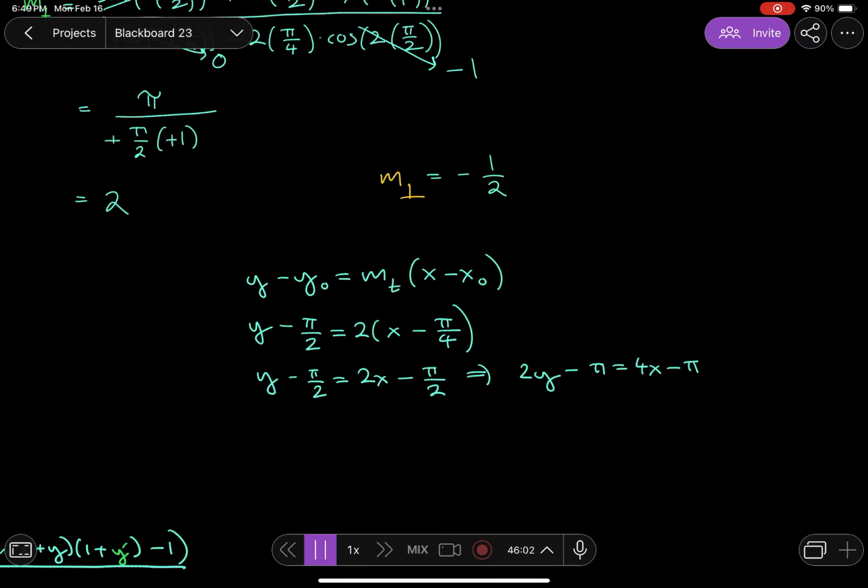And I don't know why I'm throwing so horribly. You can just cancel the pi halves. Y is equal to 2x. Wow.